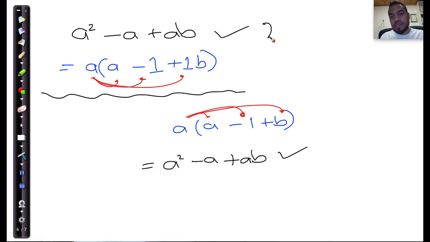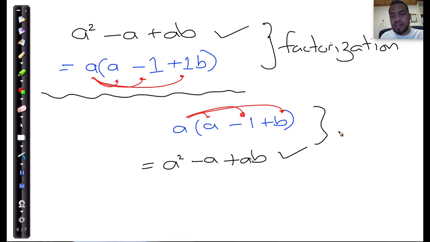So this process above is called factorization. When I end up with a term multiplied by another term, or a factor multiplied by another factor, that's called factorization. This process over here is called multiplying out products. So we can say that factorizing is the inverse, or the opposite, or the reverse process of multiplying out products. Okay, so that was example number 4.